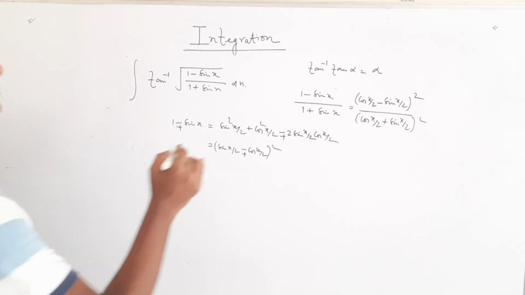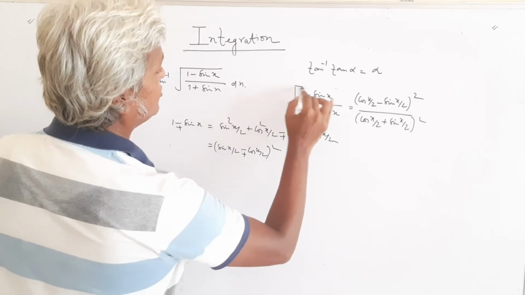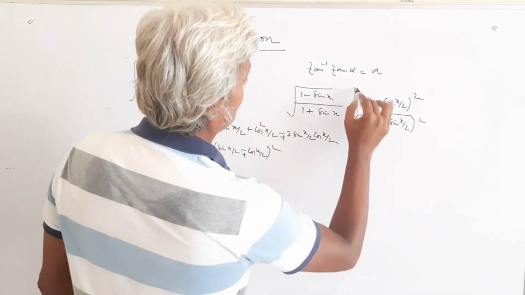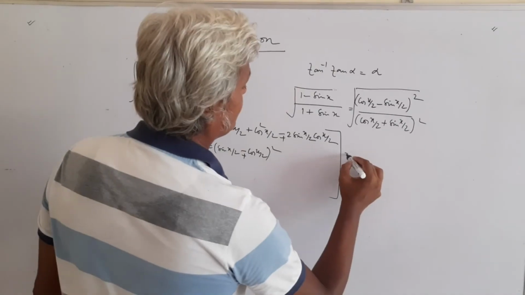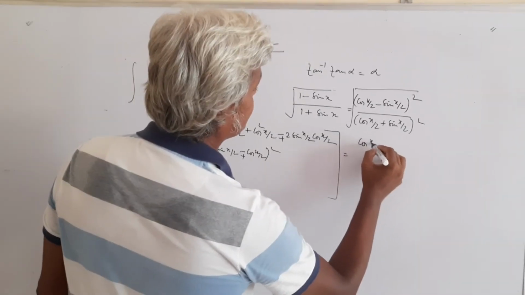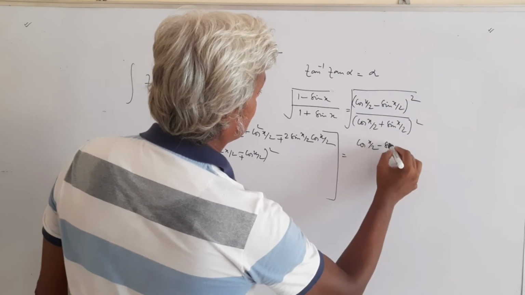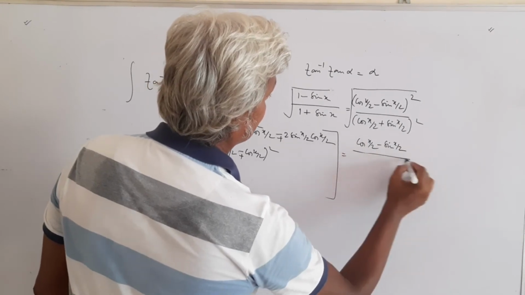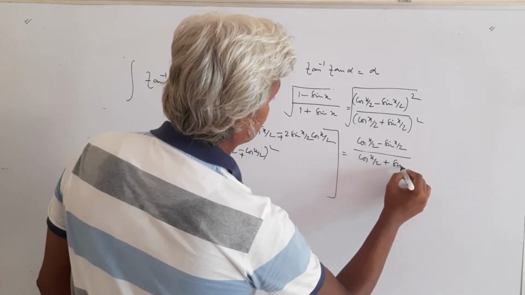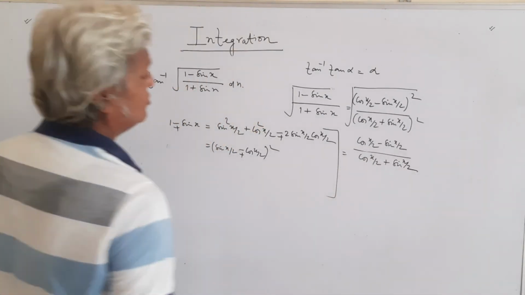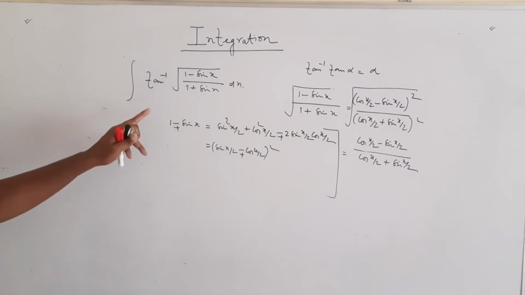Now if I put the whole thing into this root, then this will also be in the root, and you find that the square root is gone. Then what I get is cos x by 2 minus sin x by 2 upon cos x by 2 plus sin x by 2. Are we close? Well, not yet.